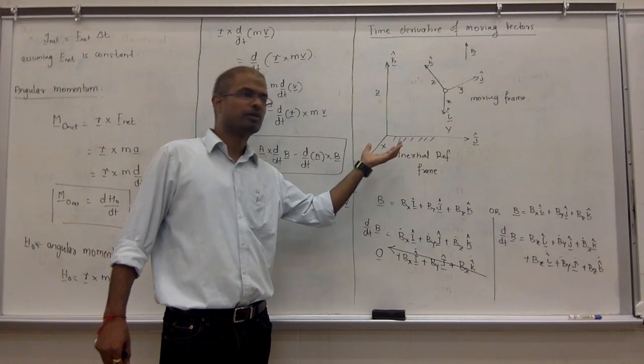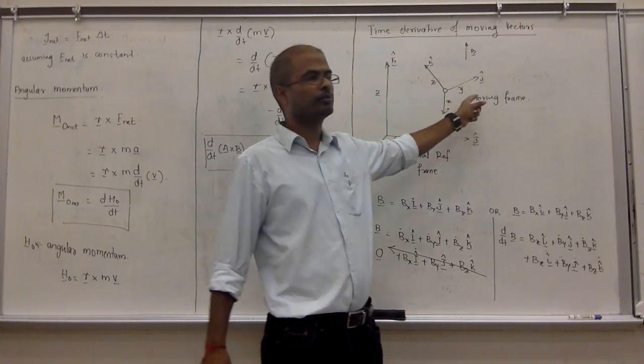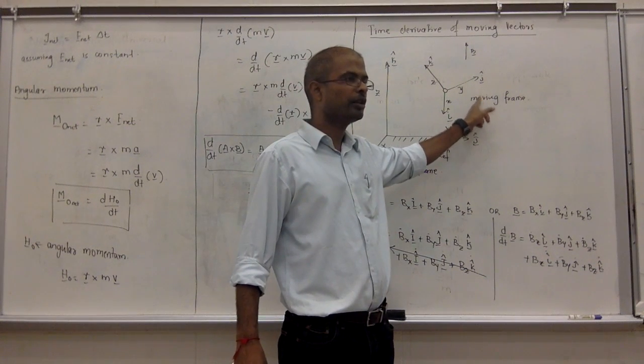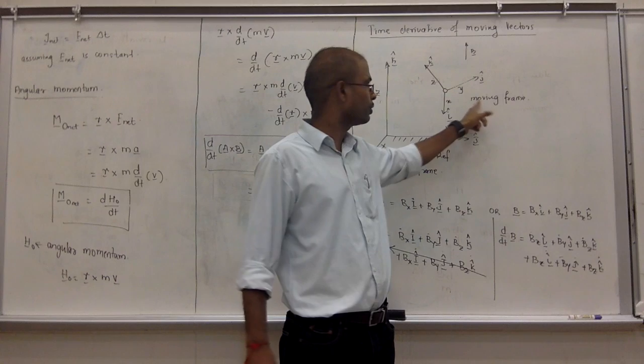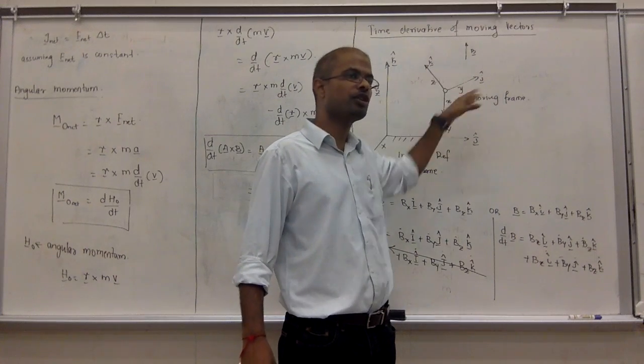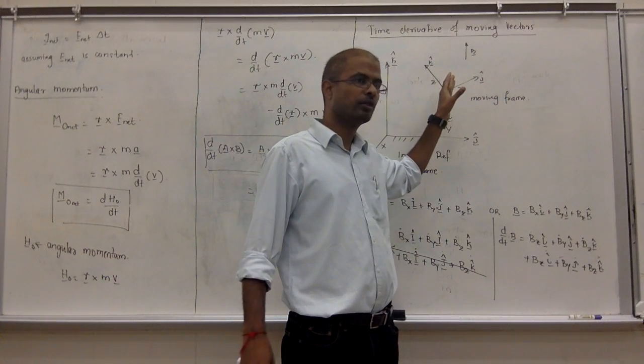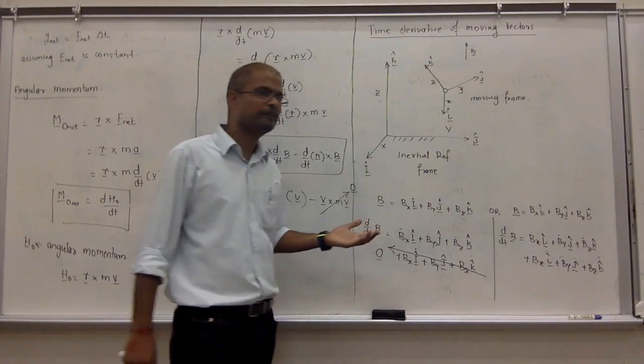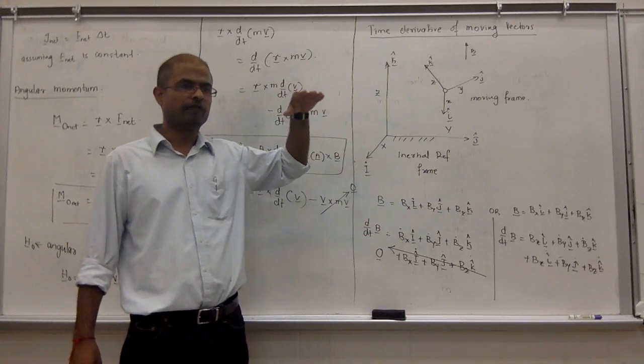But here this is a moving frame. If you coordinatize the vector in a moving frame, you have to account for how this frame is changing as well. Okay? So if you want to define, let's say for a simple example, you're in an aircraft, right?